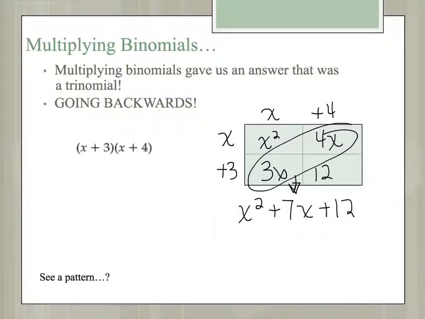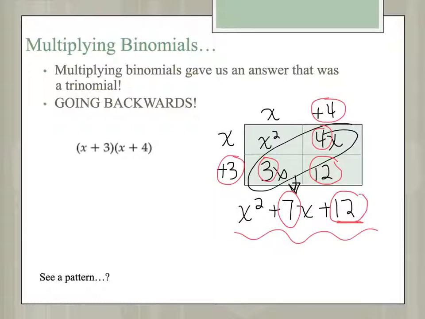So if you notice any pattern, our 12, how did we get that? We got 12 by multiplying 3 and 4. And how did we get the 7? We got the 7 by adding the 3 and the 4. So this thought process of multiplying to get the last number and adding to get the middle number, or the middle coefficient, is going to help us as we move forward into trinomials.